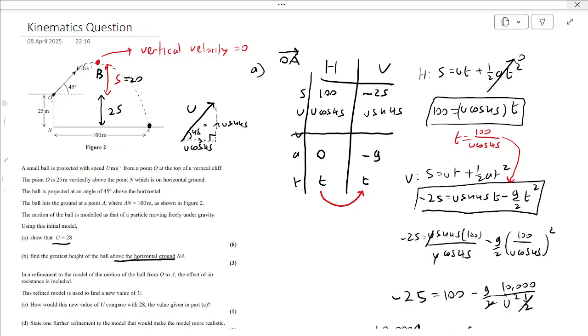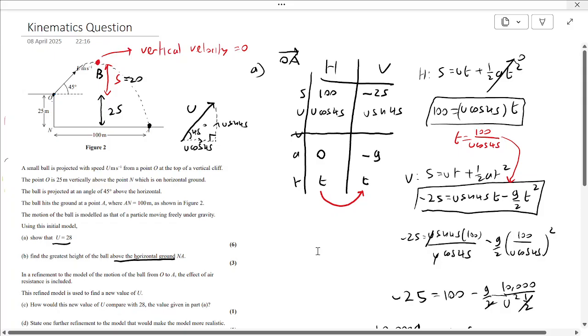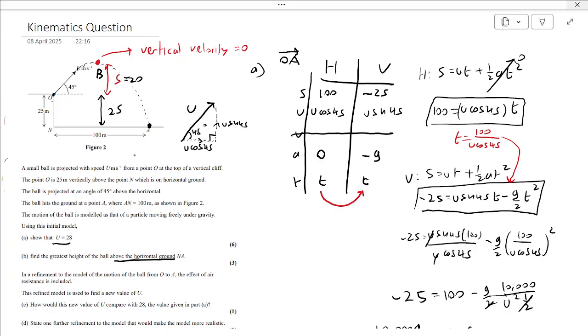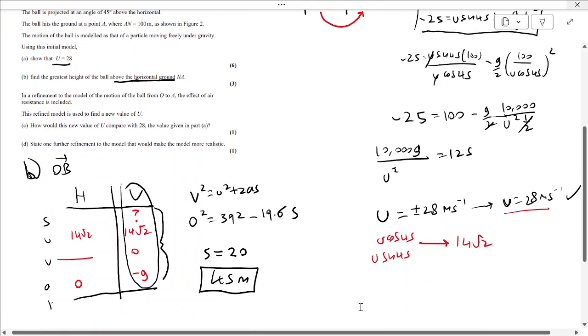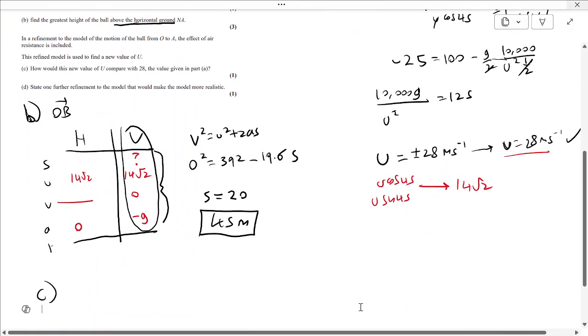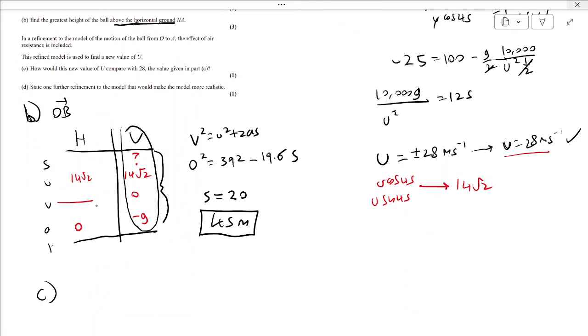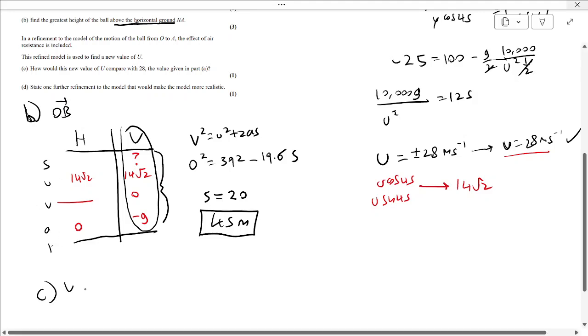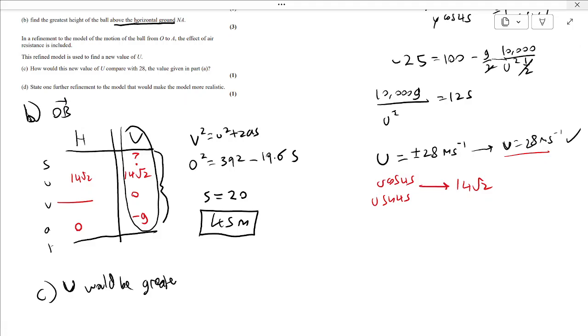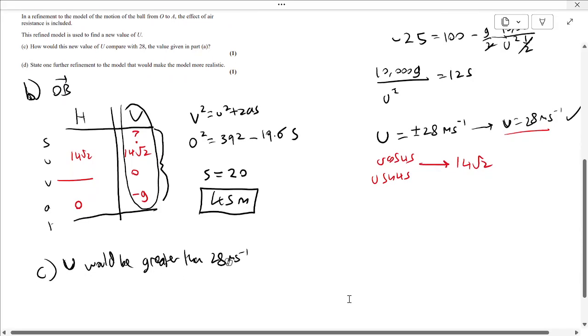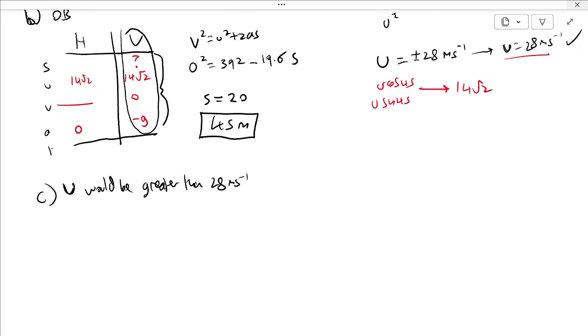How fast do I need to throw it initially? So if you're adding in air resistance, everything will be slowed down, and you're going to actually initially need to throw it a little bit faster in order to ensure it still travels 100 meters. Because the question is asking for this initial velocity to make it 100 meters, it's going to be bigger than 28. So u would be greater than 28 meters per second, to make sure it still travels the same 100 meters, even with air resistance added in.